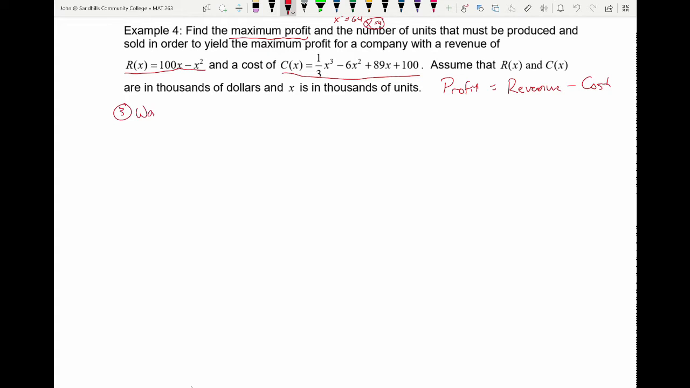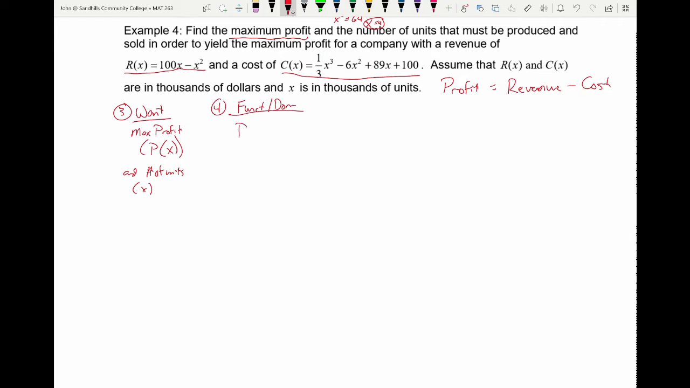So then what do we want? So we want to know the maximum profit. So that's going to be essentially P of x evaluated in terms of our value of x that we find is the maximum. And we want to know the number of units. So that's going to be our value of x. So now we need to find our function and its domain.